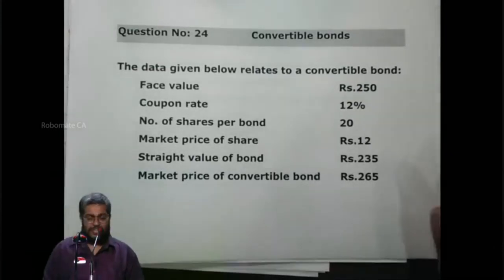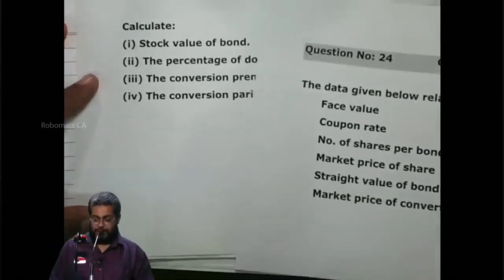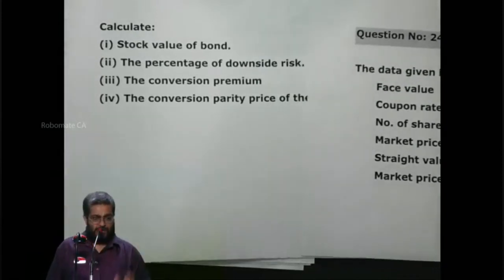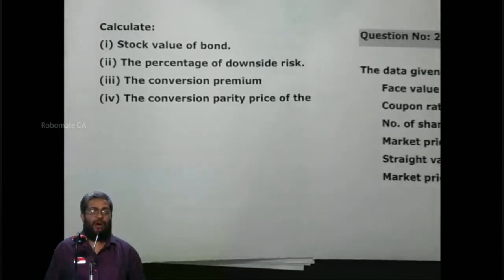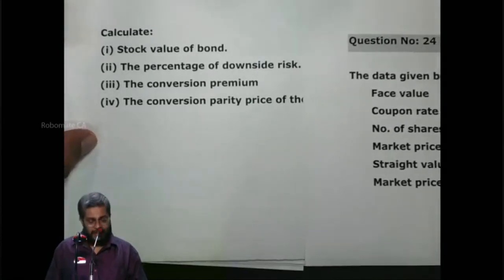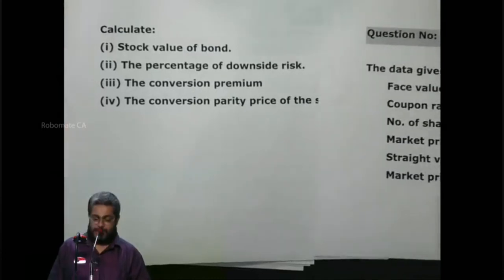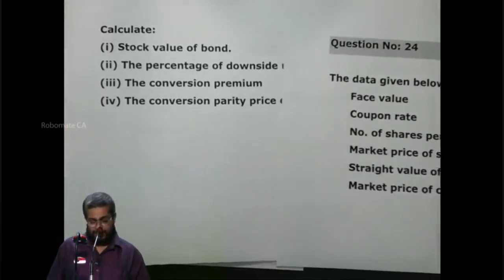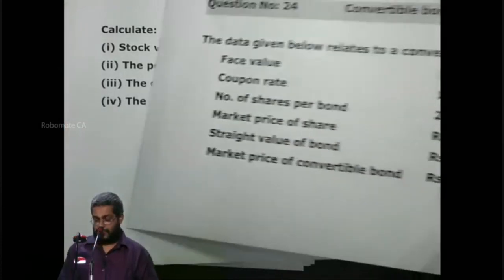Very simple. Write down first. Step 1: stock value of bond. Just one-liner calculations only. This is one of the exam questions for 8 marks. After doing it, tell me what 8 marks are not. Okay, first part: Step 1, stock value of bond.